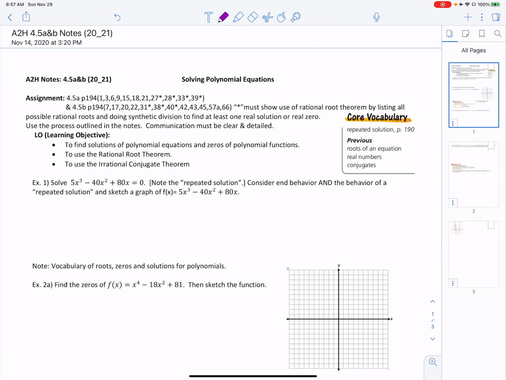Algebra 2 Honors 4.5a and b. These are the notes for 2 days worth of homework. And so let's get started. We're going to be solving polynomial equations. So we're going to be finding solutions and zeros of polynomial functions.